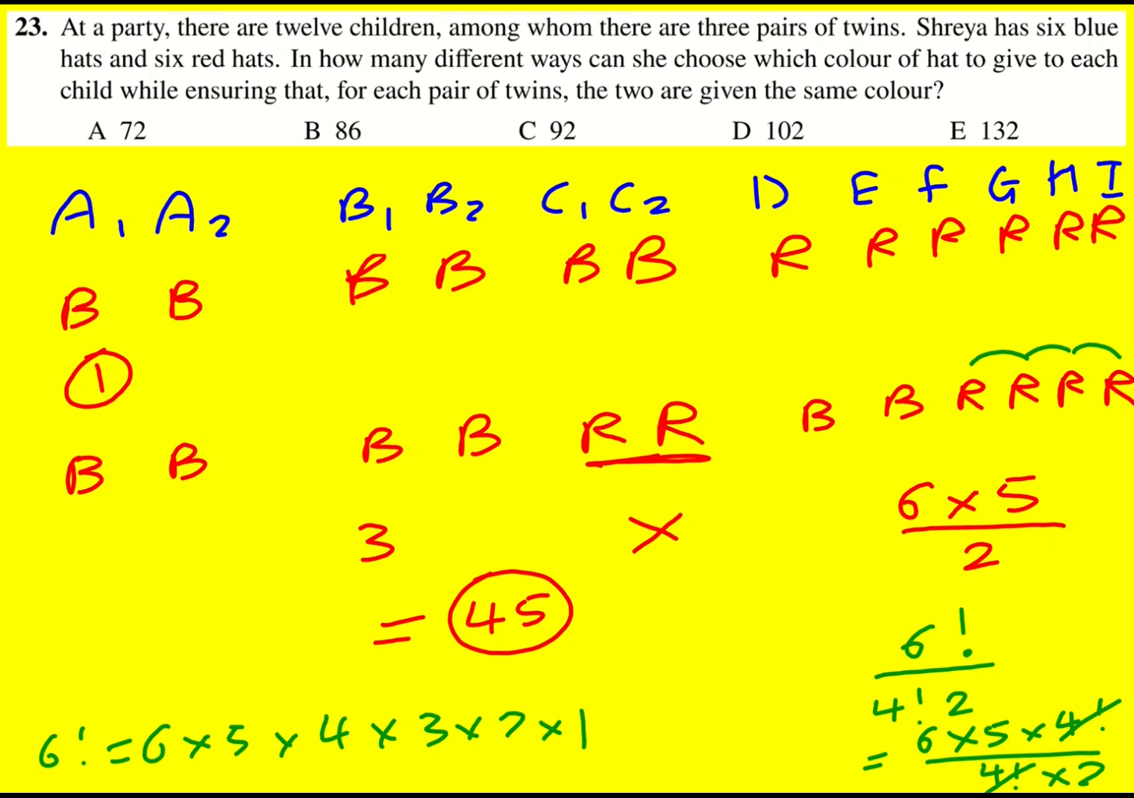So we are nearly there. We've got these 45 ways. I just then need to double it because I could have done the same thing with reds. All of reds on the twins and blues on everyone else, or 4 reds and 2 blues being shared, we'd get the same answer, 45. So 45 times 2 gives us 90. Well done.